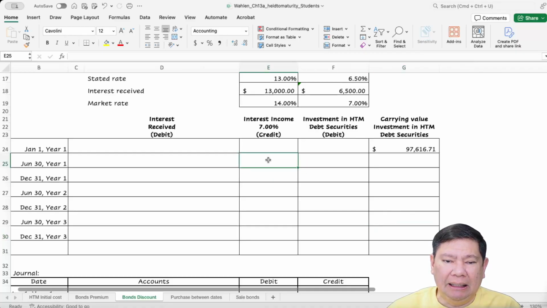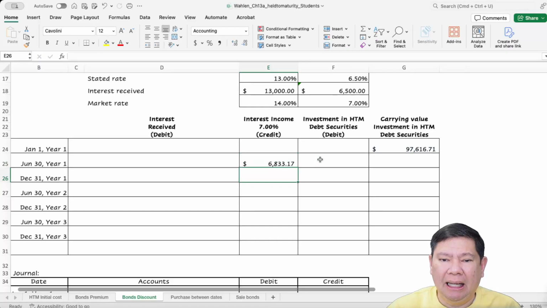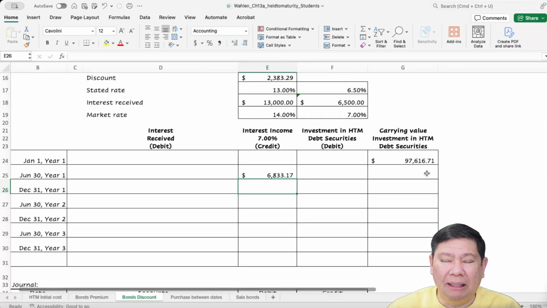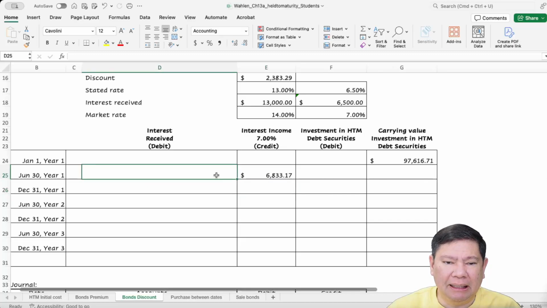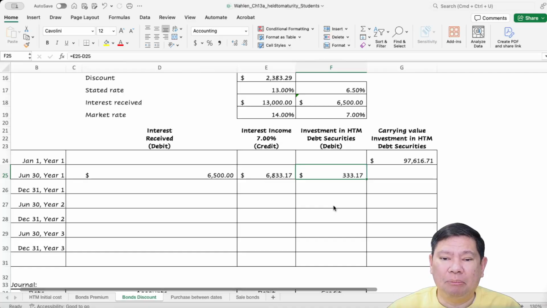Okay, so the interest is going to be 7% times the carrying value, 6,833.17 for the first 6 months. And the amount of cash that we will receive is 6,500 based on the coupon rate. So the difference is going to be the amortization of the discount, 333.17. That's the amount for the first 6 months.